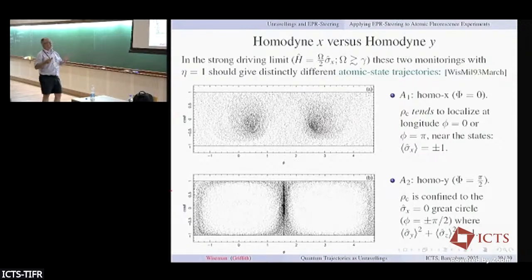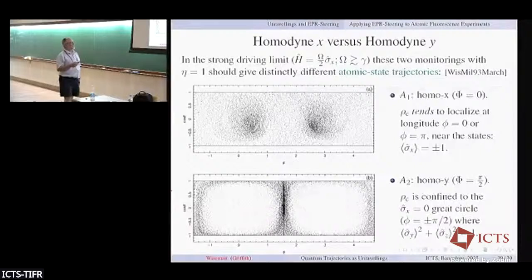So this is the case of perfect efficiency detection. So it's completely pure, which is why I can just look at what it looks like on the surface of the Bloch sphere. If Alice does homodyne X detection, I should say, these are pictures from one of my very first papers on quantum trajectories, but I've always liked this system, and I haven't grown tired of it.